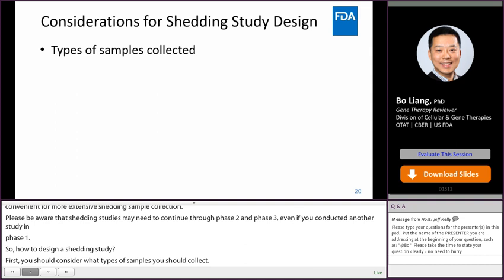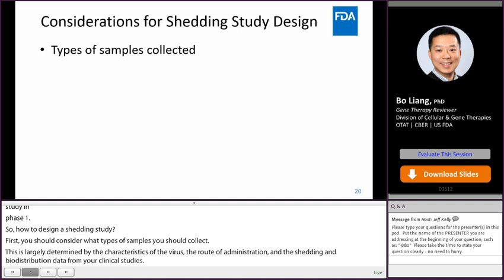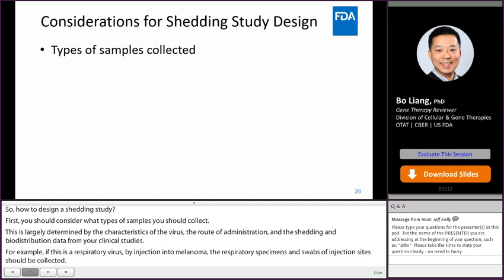For example, if this is a respiratory virus administered by intratumoral injection into melanoma, respiratory specimens and swabs of injection sites should be collected in addition to other samples. If this is a human herpes simplex virus-based product, samples of mucosal swabs should probably be taken in addition to others.